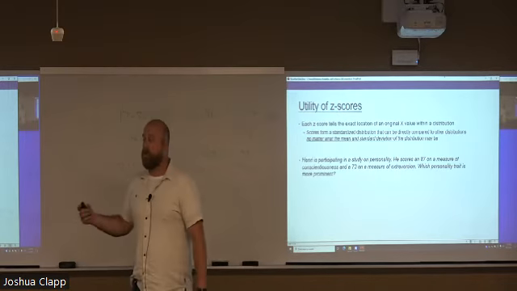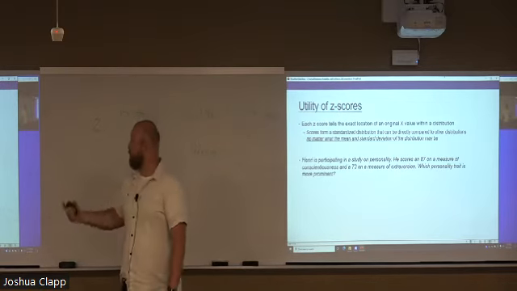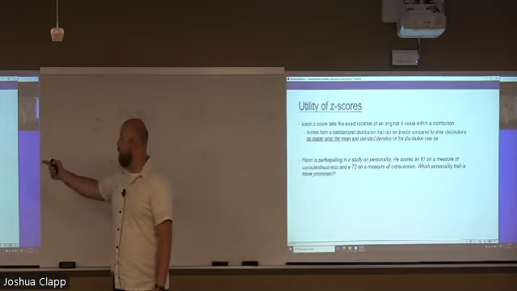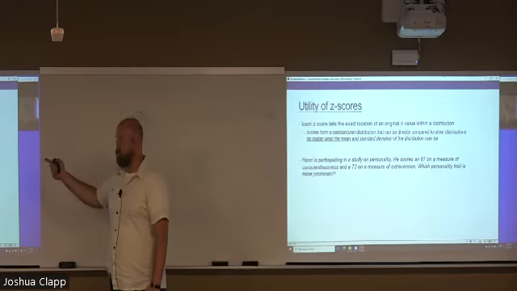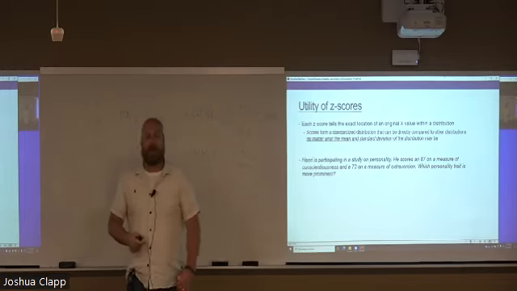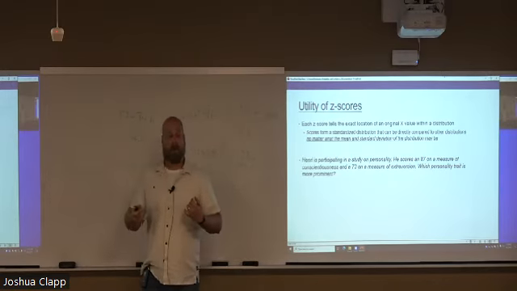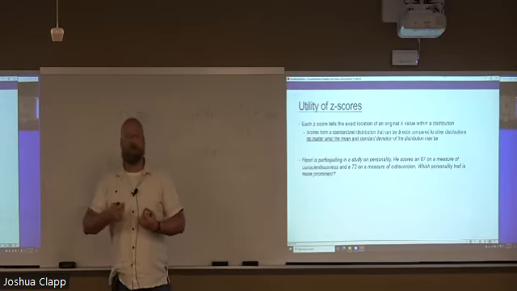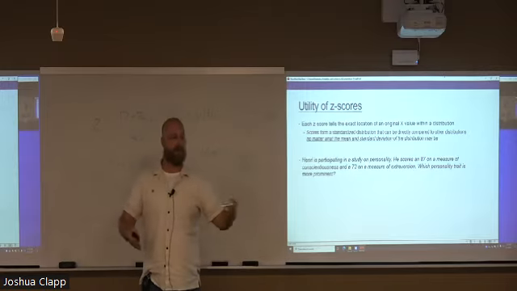But what we can do is calculate a z-score for the conscientiousness score, and a z-score for his extroversion score. Now it's very clear to identify, relative to the rest of the population, is he scoring higher on this measure or this measure?